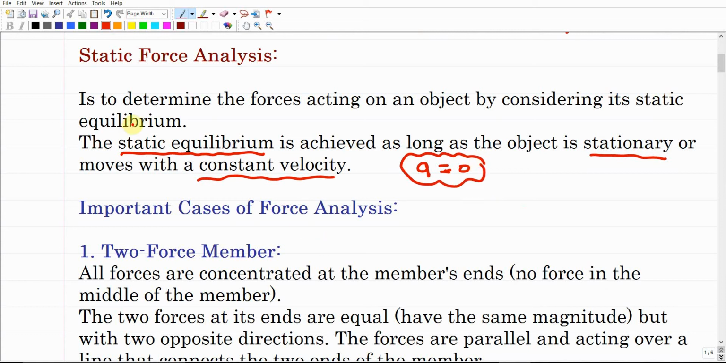So static force analysis means to come up with any unknown force, to do force analysis, whatever it is, static or dynamic. You have a mechanism, you have an object. This object is subjected to some forces. Definitely you're going to know some of these forces, but some other forces definitely will be unknown. To do force analysis means that your objective is just to find the unknowns.